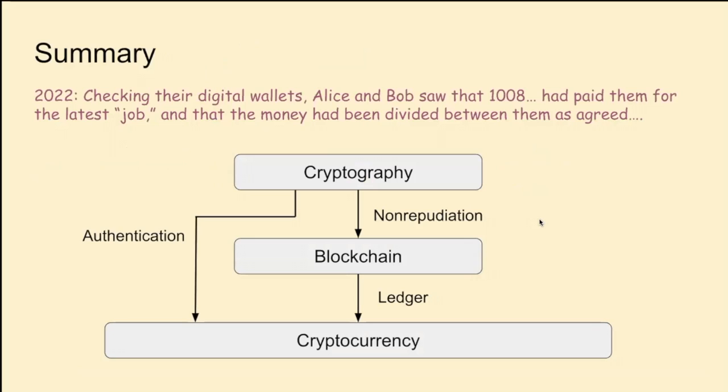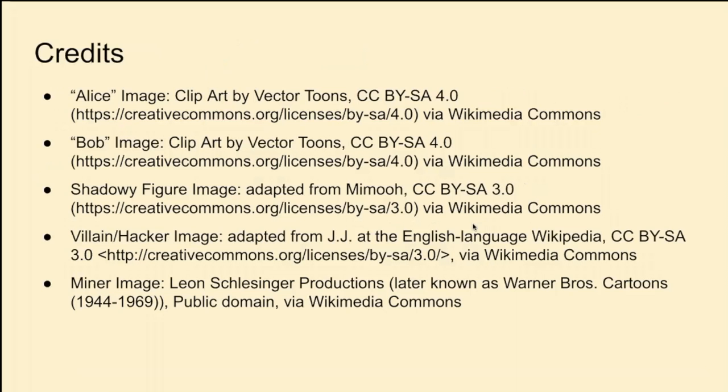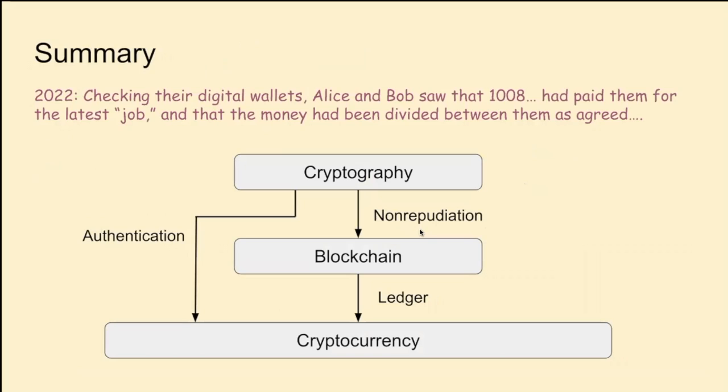And with that, I think I am pretty much done. Just a summary of what's going on here. The cryptography that I started with is a key ingredient in blockchain, in particular in providing the non-repudiation property via hashes, and then via signatures. That's also a key way of authenticating cryptocurrency transactions. Blockchain is then the building block for the ledger on which cryptocurrencies rest.